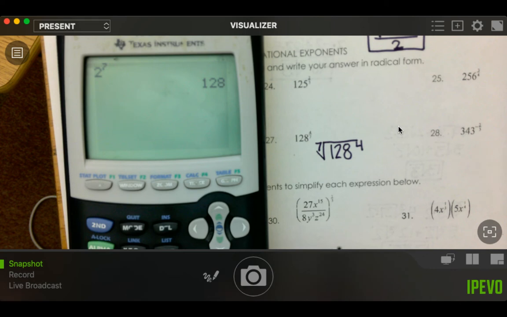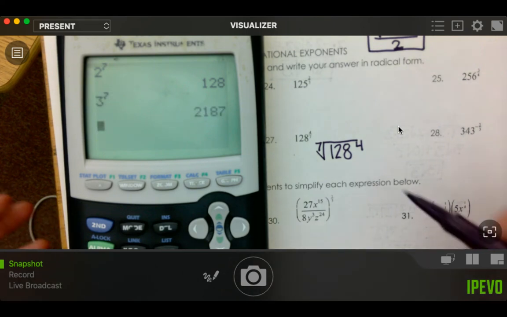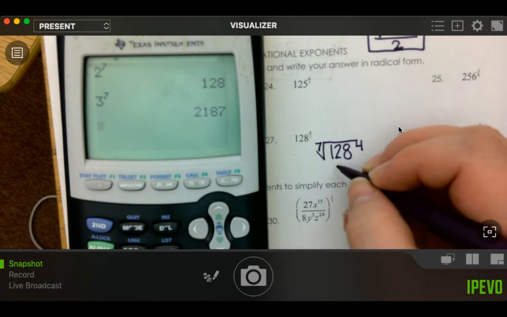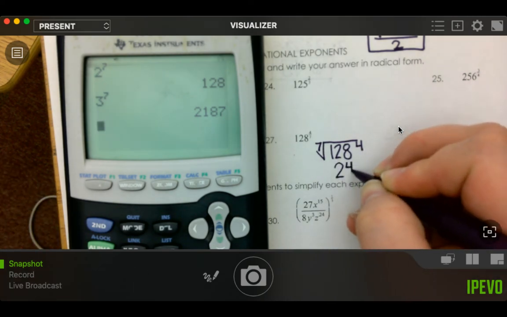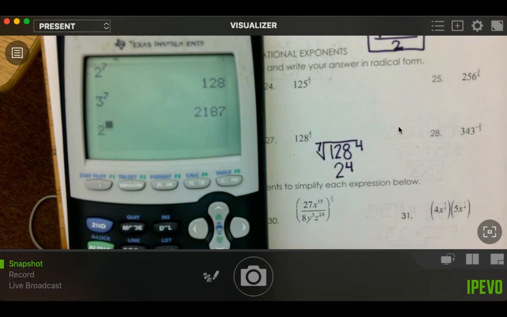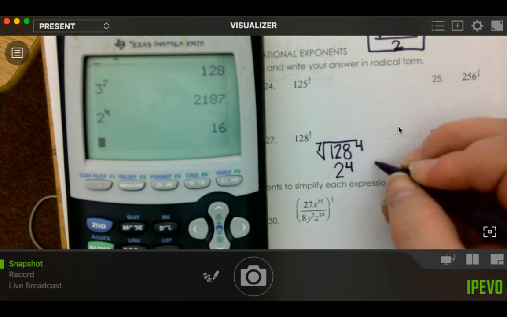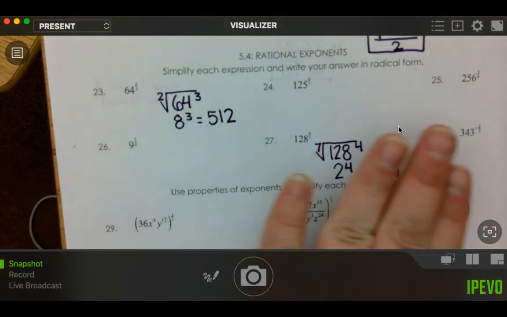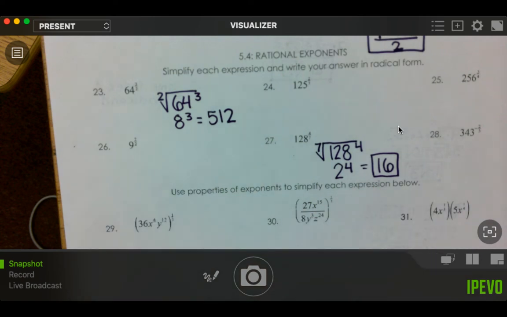So you could try 2 to the 7th, and if that didn't work, you could try 3 to the 7th until you found the right number to the 7th power that equals 128. So this ends up being 2 to the power of 4. 2 to the power of 4 is 16. All of these ones up here should have a whole number answer. And now let's talk about some of the ones on the bottom.